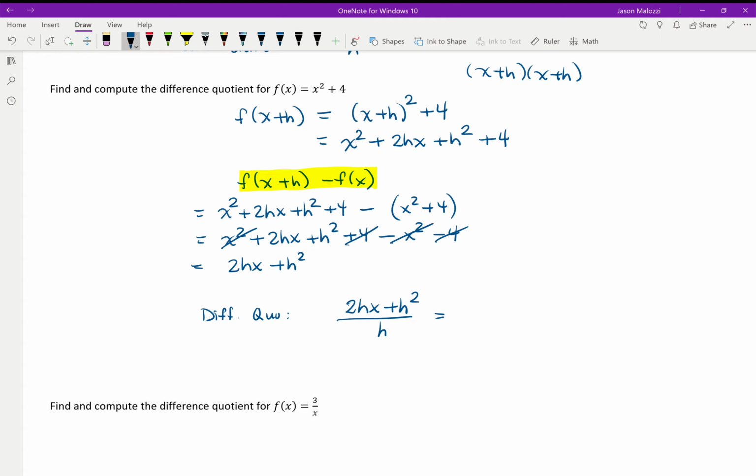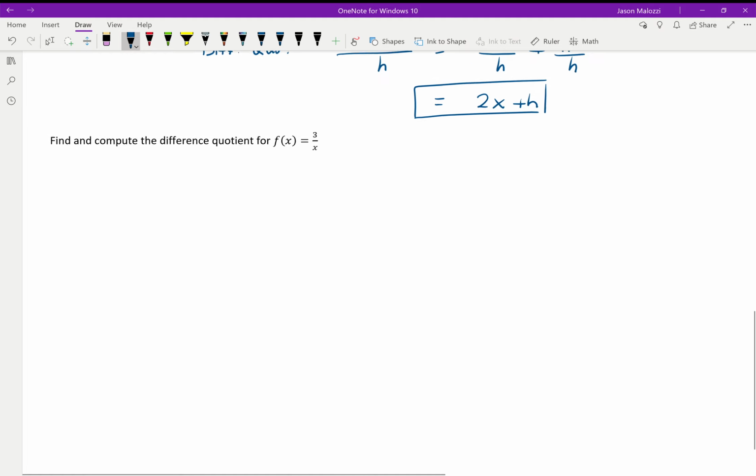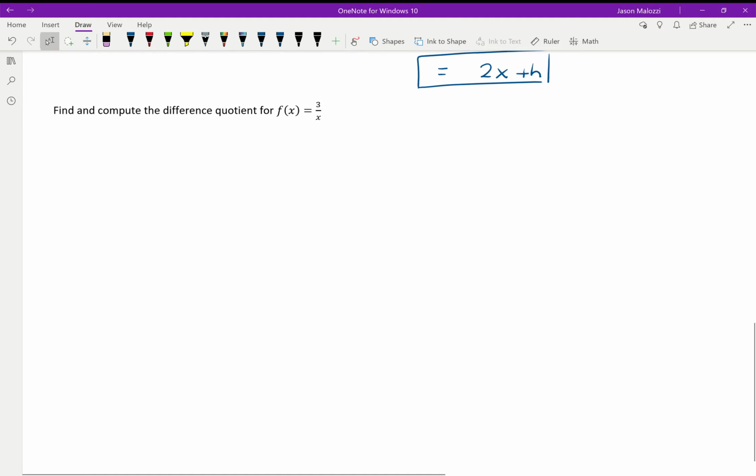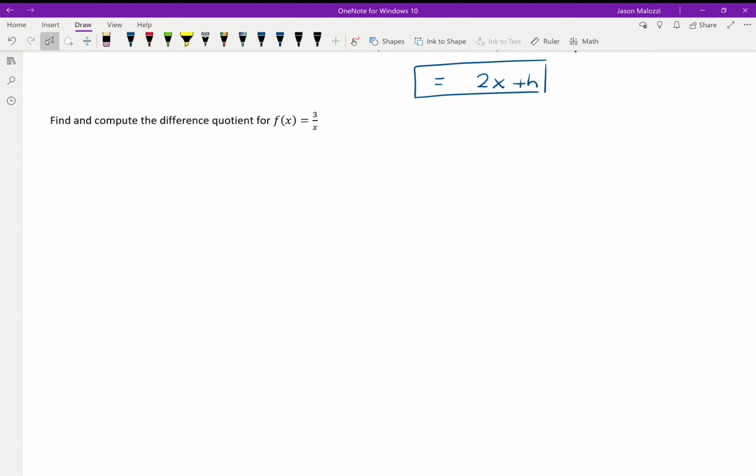Now, to simplify that, there's a couple ways you could do it. You could factor an h out of the numerator. I prefer to split it up, just because that's something we're more familiar with. And there is the expression for the difference quotient. So it depends on what x and h are, and that's usually what happens with difference quotients. All right, so that's how you do that for a quadratic. Basically the same procedure for almost anything. It's just a matter of remembering how we simplify different things.